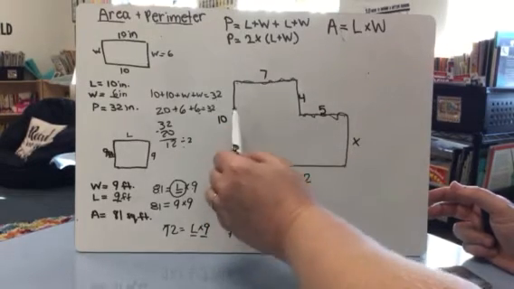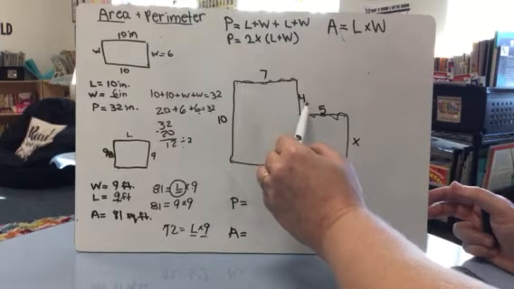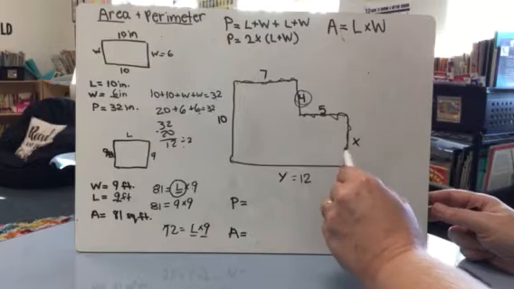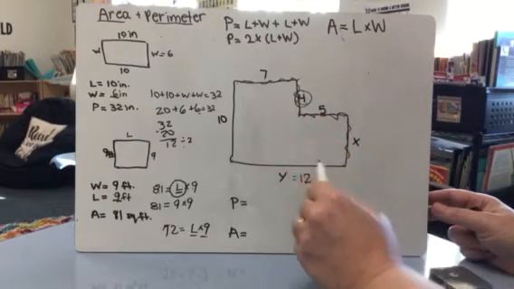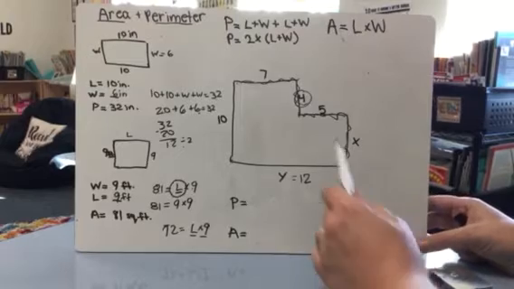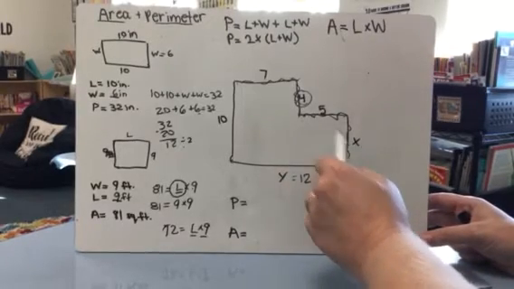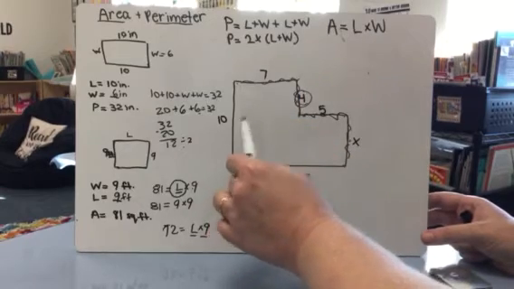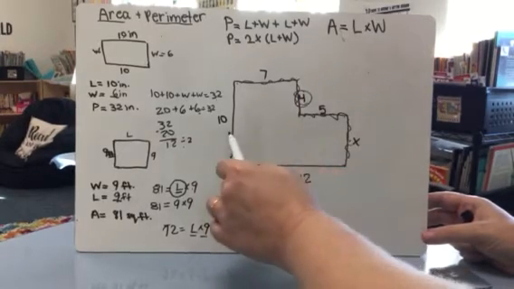Where's my other part opposite? It's that 4 right there. All right, so I can look here. X with 4 will be the same distance as 10. So I would have to add these 2 sides together to make 10. Well, 4 plus X equals 10.